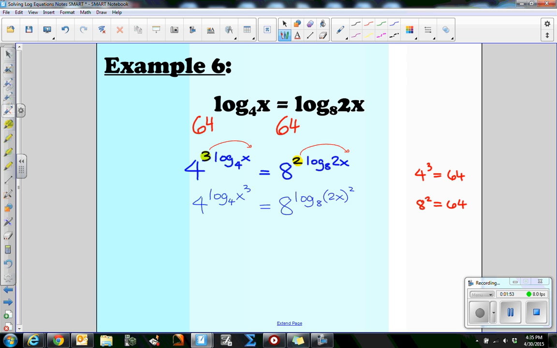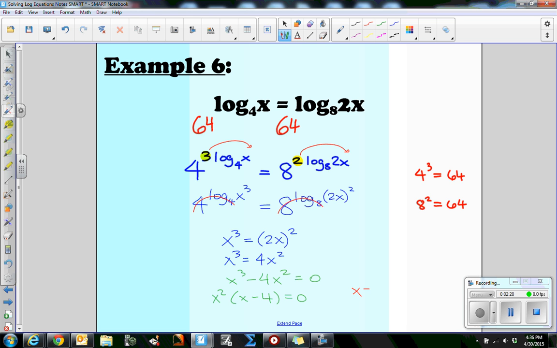Now I have nothing in the way of using the inverse property. So we have x cubed equals the entire 2x squared. 2 squared is 4. This is a polynomial equation, and we learned once a while back that we would set this equal to 0, use a GCF, set both factors equal to 0.